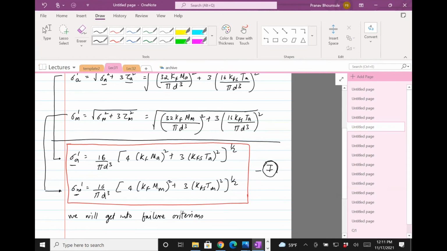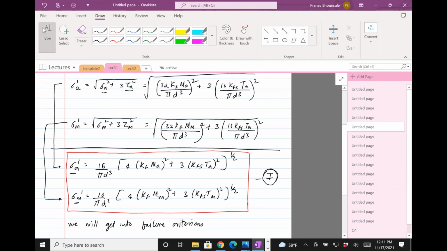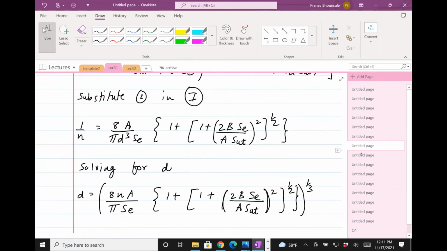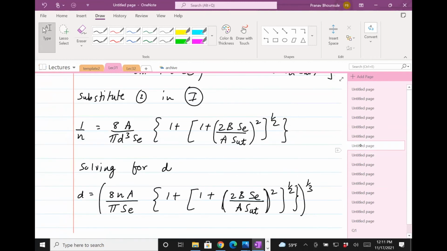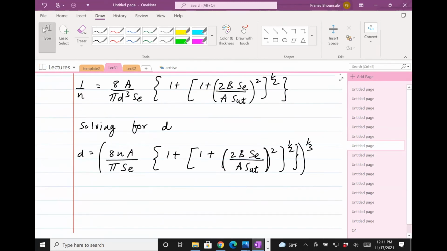Okay, sigma A prime, sigma M prime. Problem. And I've not posted these notes, but I'll post them today. Okay. Good catch on that. There's so many equations.